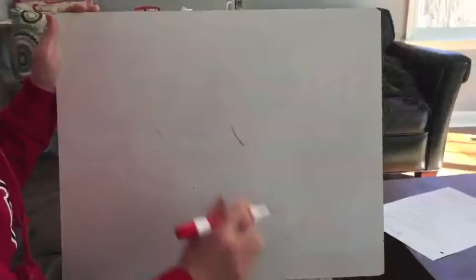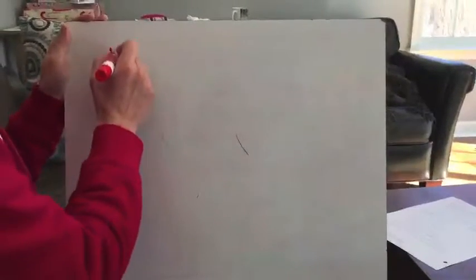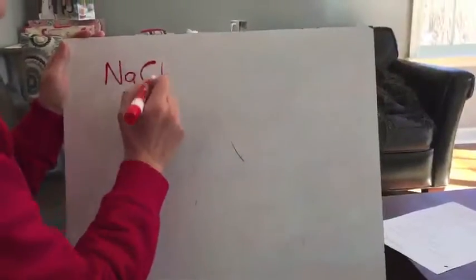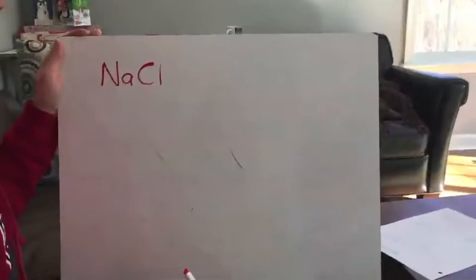Okay guys, so we're going to talk about net ionic equations, and they sound a lot more intimidating, and they looked a lot more intimidating in your packet than they are in real life. So the first thing we need to understand is that anytime we put an ionic compound, like sodium chloride, in water, it doesn't stay together.